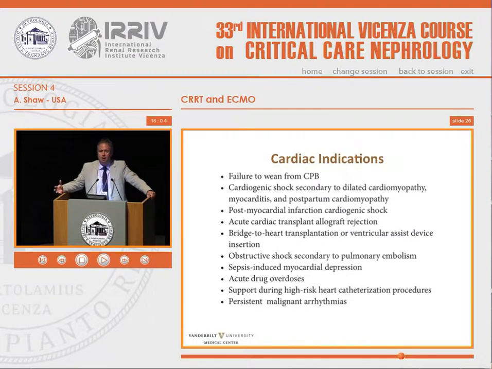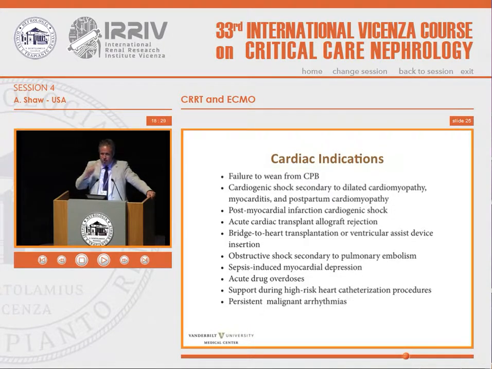Some of the times that are appropriate are, for example, failure to wean from bypass. The left ventricle is often very stunned. It may have had 3 or 4 hours of cardioplegia. It's very reasonable in most situations to suspect that acute myocardial stunning will recover. Cardiogenic shock secondary to postpartum myocarditis is probably the best indication there is, where you've not one but 2 lives at stake.